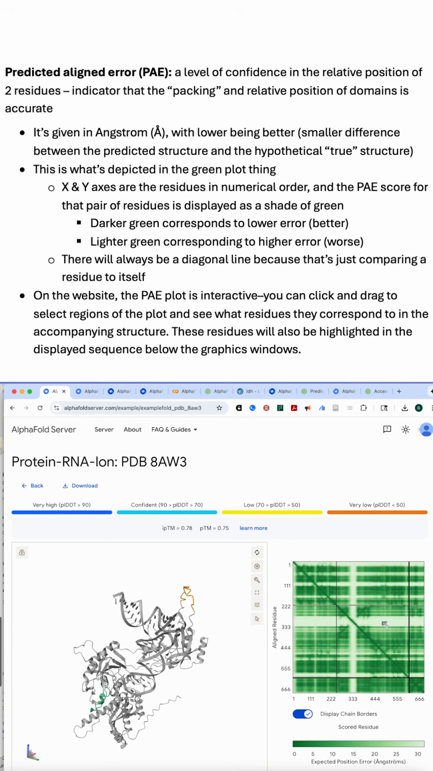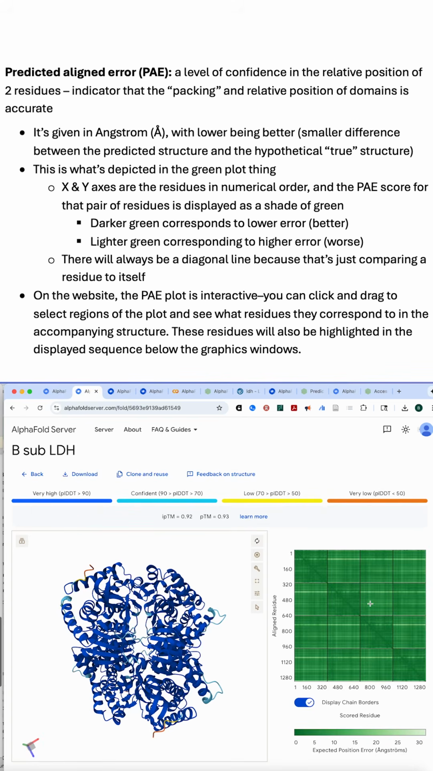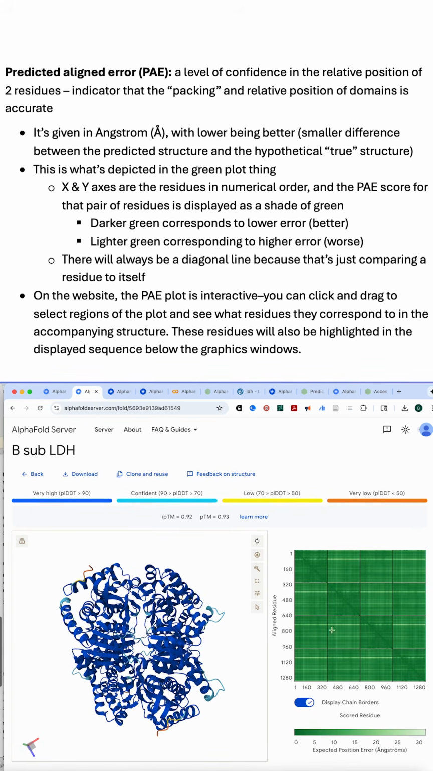Not only can we see uncertainty in the positioning of the different domains within a chain, like within a protein, but we can also see uncertainty in the positioning between different subunits in a complex. So this display chain borders, this is showing us where we're differentiating between the RNA and the protein, and then we can do that same sort of pairwise comparison. Again, note that if you have a structure where it's more confident, this is going to be a darker green. And so not only is the structure of these individual residues more confident, but also the relative positioning of these different subunits.